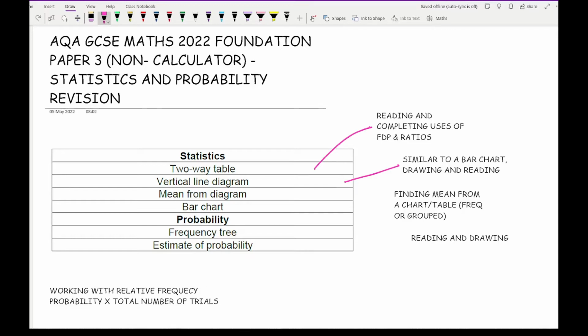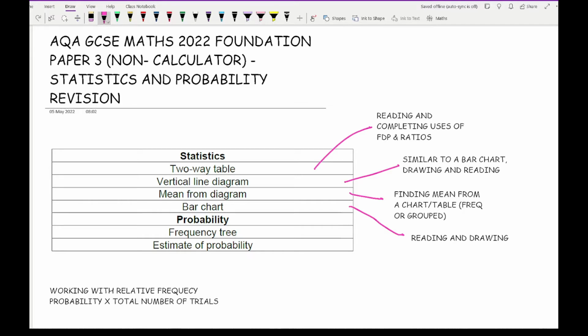The next one is looking at bar charts, and again it's being able to read and draw a bar chart, but also look at criticisms. Now with bar charts, always make sure that you know the difference between the vertical axis, which is the frequency, and the horizontal axis, which is the X data, and that the bars are equally spaced and equally wide and drawn correctly with a ruler.